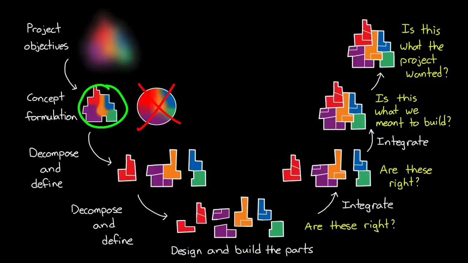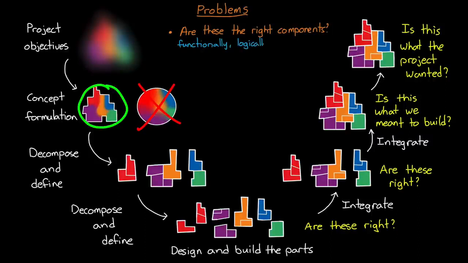However, this approach isn't without its own challenges. New problems arise when you decompose a system into components. Now you need to think about what the best way is to simplify this complexity. What is the best way to split up the system functionally, logically, and physically? And then what should each of these components do so that they meet the needs of the higher level system?